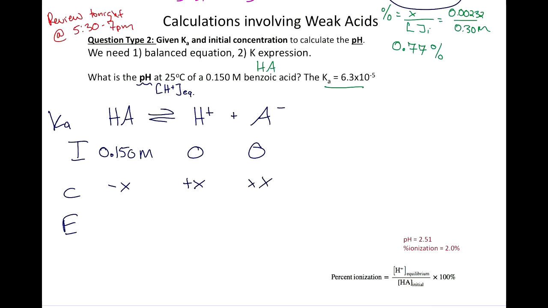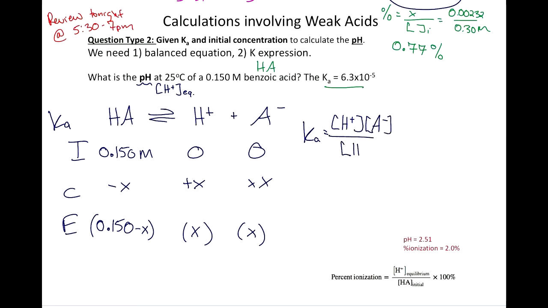Hopefully this looks familiar. And so when we add up our lines, we get 0.15 minus x of HA at equilibrium, x amount of H plus, and x amount of A minus. So like all ice tables, what do we do now? Put the E into the K expression, yes. So Ka for any generic acid is always products over reactants, H plus times A minus over HA.